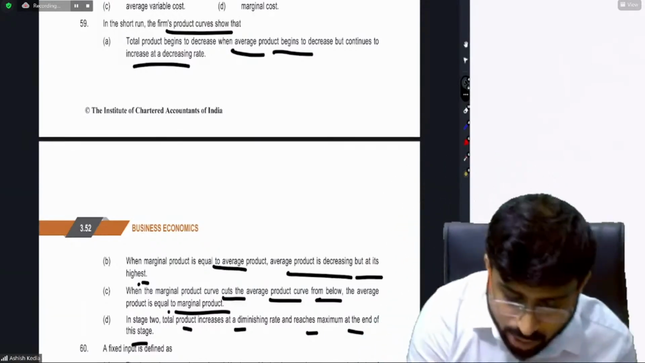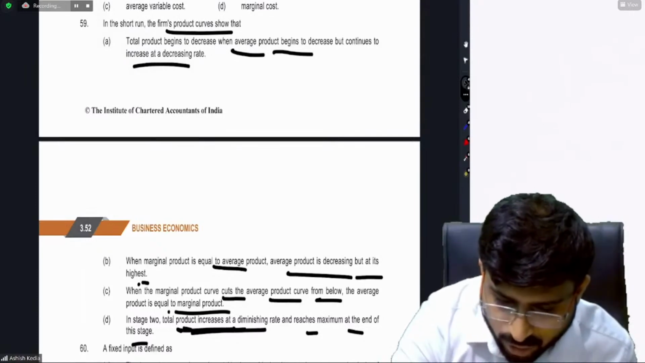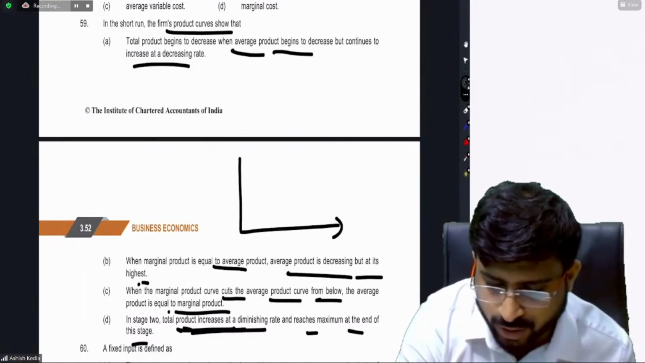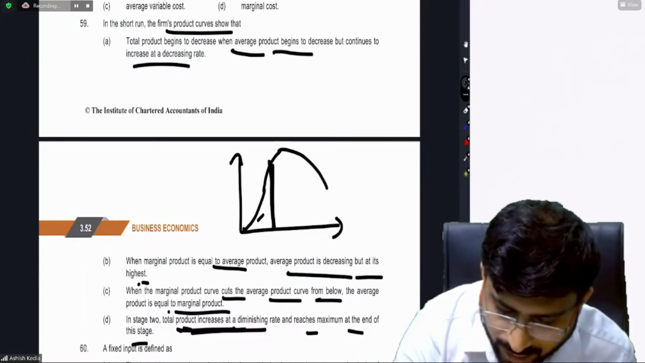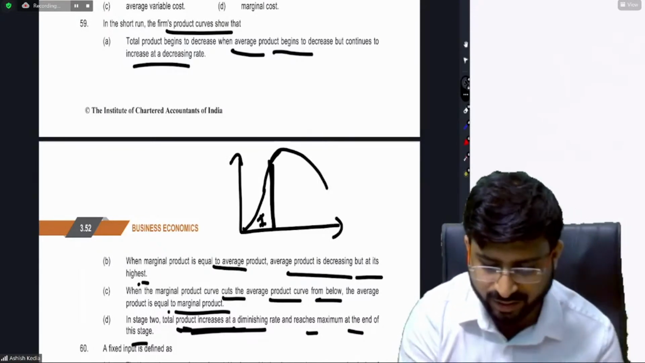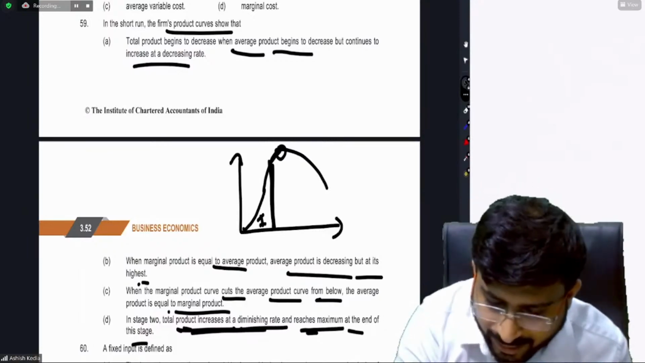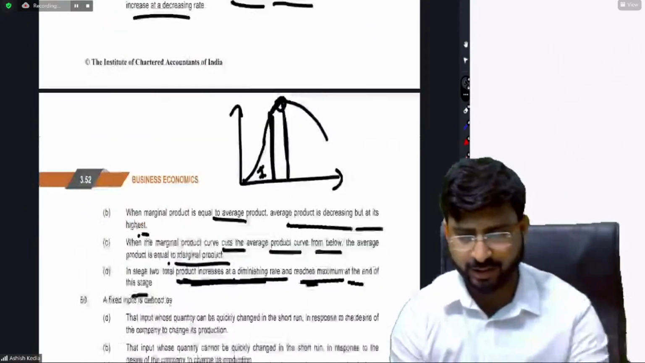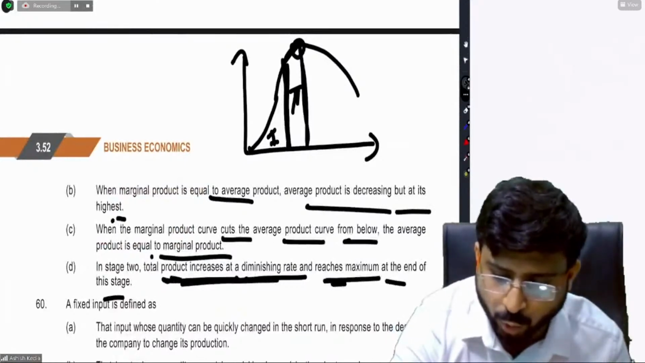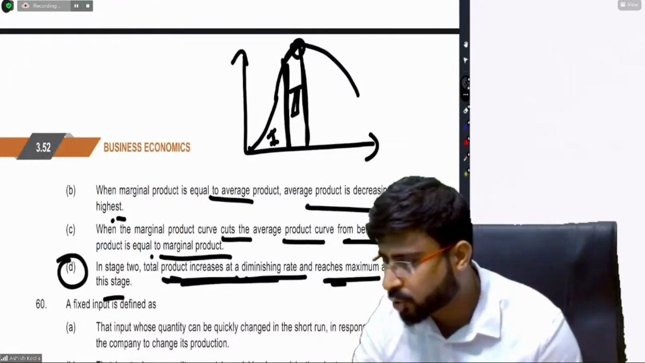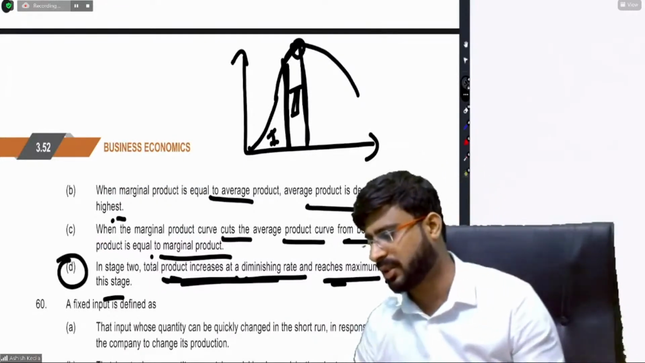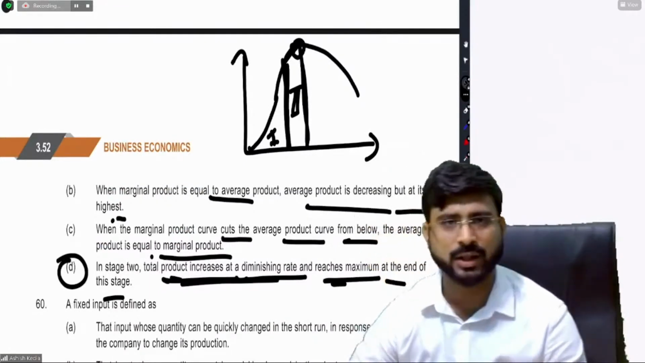Very good. Stage 2, TP increases. I'll show you the stage 2. Don't worry. Here. So this is stage 1. And see in stage 2, TP increases at a diminishing rate and reaches its maximum by the end of this stage. Yes, this is stage 2. Very good. So D is the correct answer. Anyone who has drawn the diagram will know the answer. Absolutely.